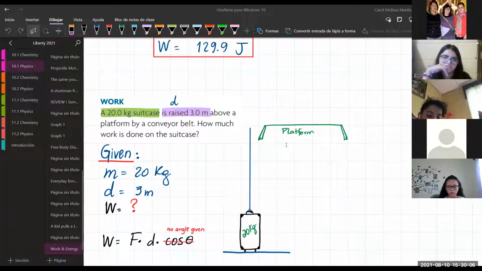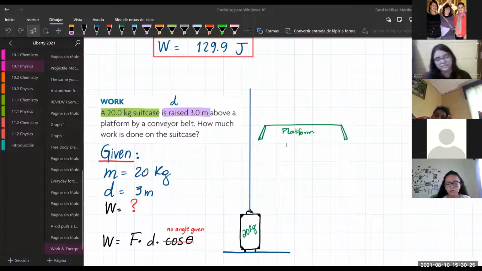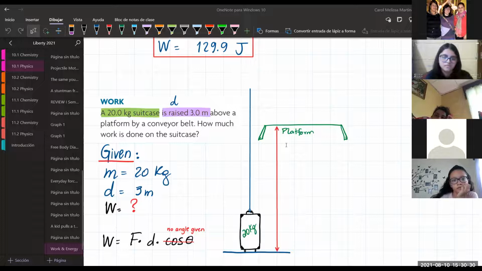I really don't need to, okay? I really don't need to. But if I need to sketch something, it will be something like this. So the distance between the actual position of the suitcase and the platform, I know that it is 3 meters. Okay, so this is the situation.